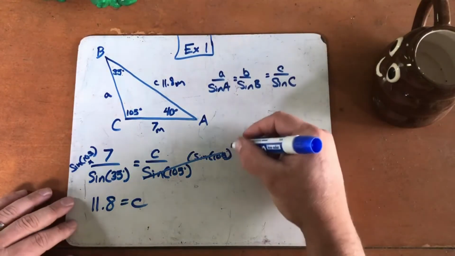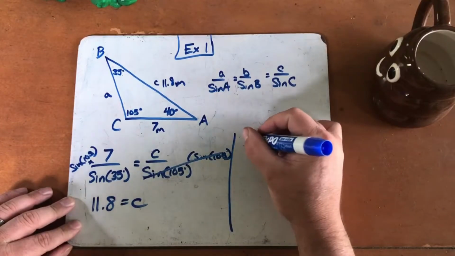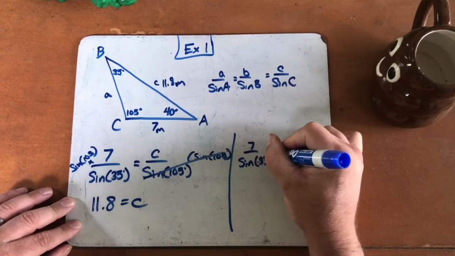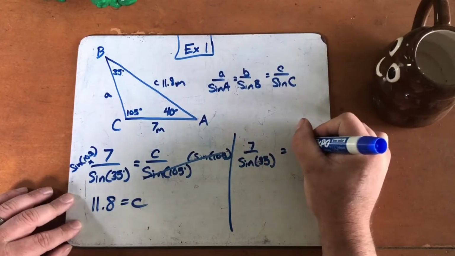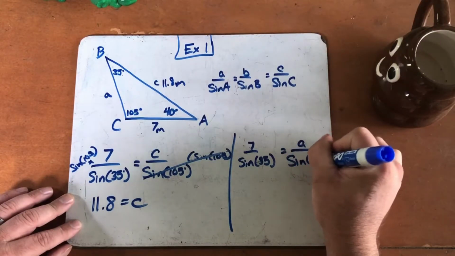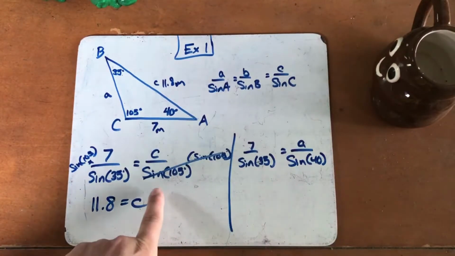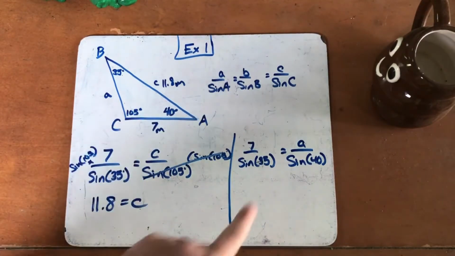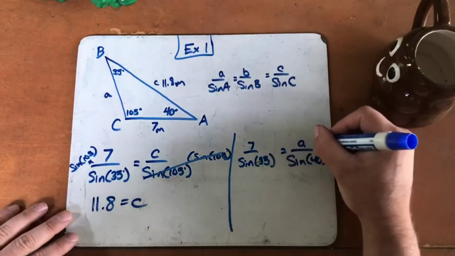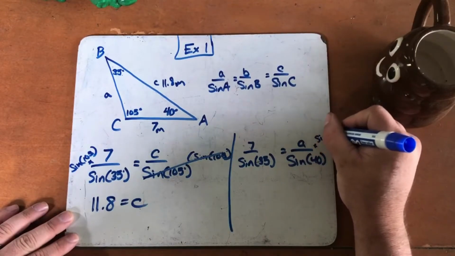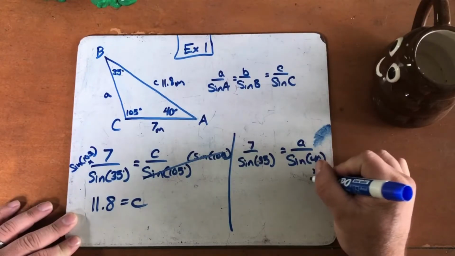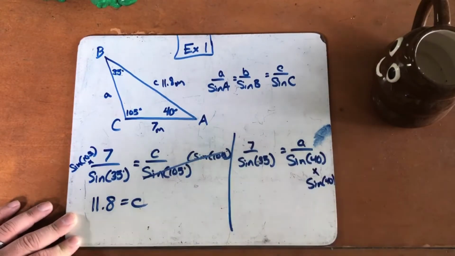All right, so I'm going to do the same thing for A. It's going to look almost identical. 7 over the sine of 35 equals little a that I don't know over the sine of 40. So notice this setup looks the same as this setup since I'm given the angle. So all I need to do to find the side A is to multiply both sides by the sine of 40.